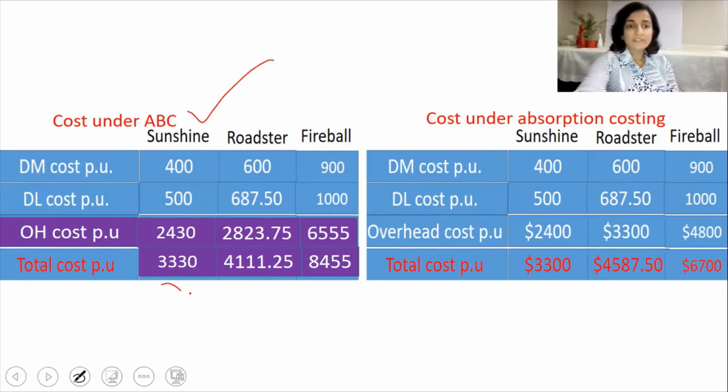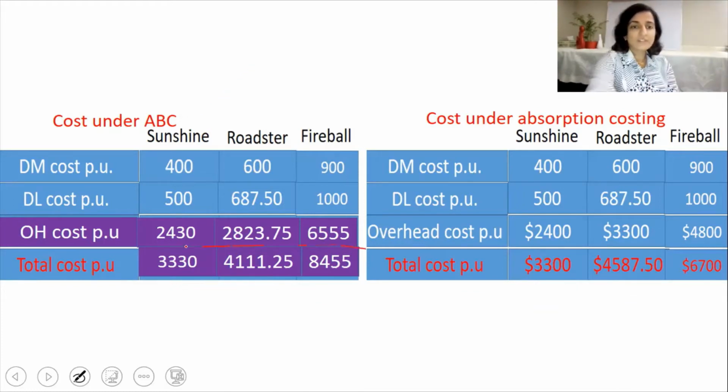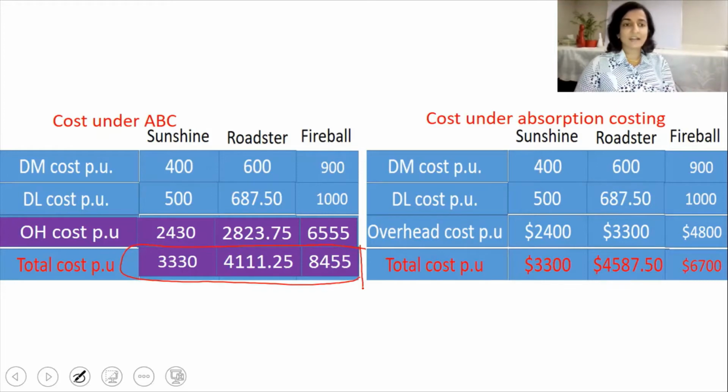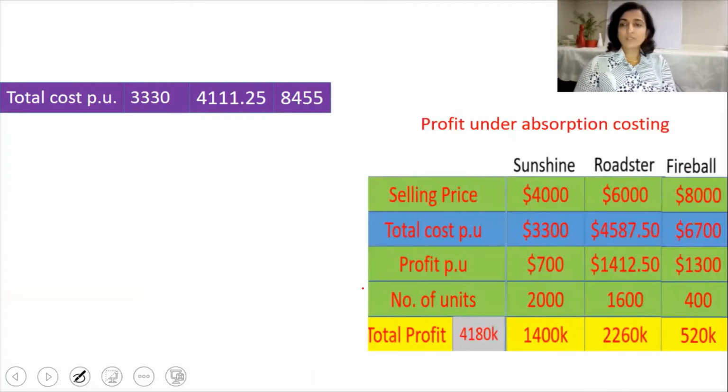So the only difference is the cost per unit under absorption costing and under ABC, because of the difference in the overhead calculation. So I will just copy the total cost per unit that we have just calculated under ABC into the next slide. So here it is, and we had already calculated the profit under absorption costing. So let's take a look at that too. Okay, so this was the profit under absorption costing.